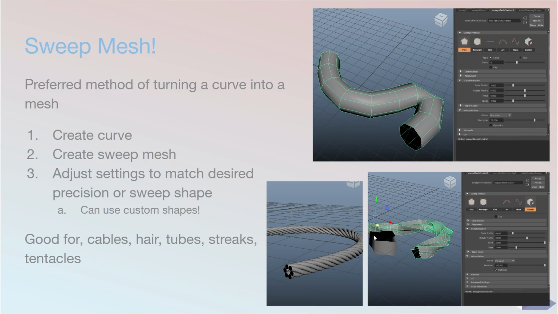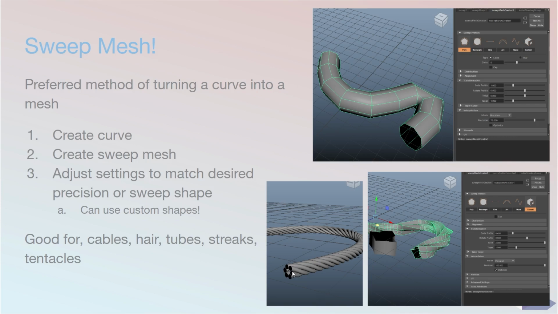You can see how precise it is to the curve. You can also use custom meshes as well. So right here, I have a mesh that I made, and then I'm extruding that along this sweep mesh like this. And you can see how this matches over here. And then you can also twist and taper and that type of thing.